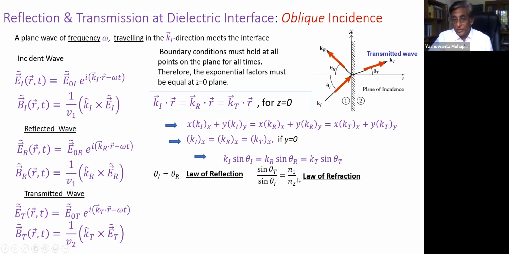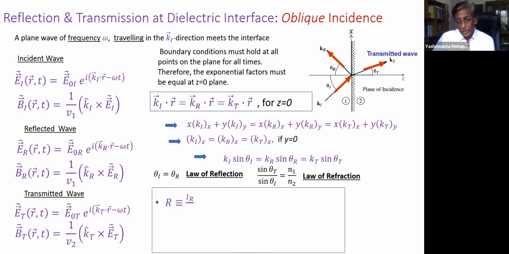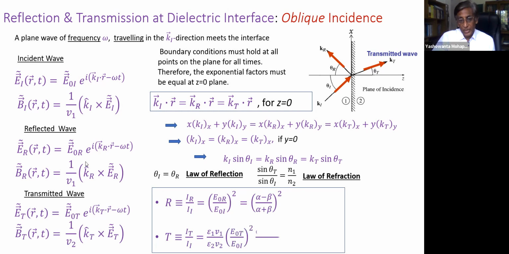Now we have gotten these results from electrodynamics, from Maxwell's equations, which you had just been taught as a simple law given to you. Our goal now is to find out, and I'll just state the result and then tell you how to do it, the reflection fraction: the ratio of the reflected intensity to the incident intensity, which is nothing but E0R, the real magnitude, over E0I, squared.